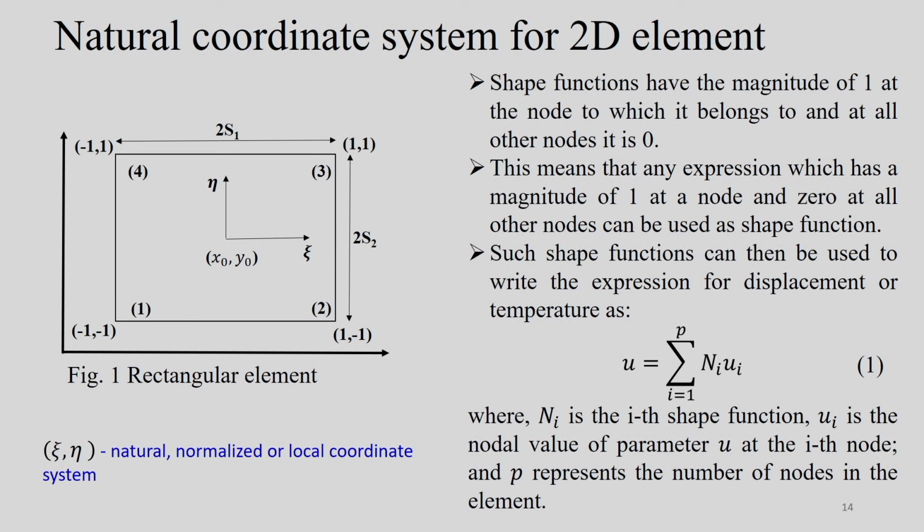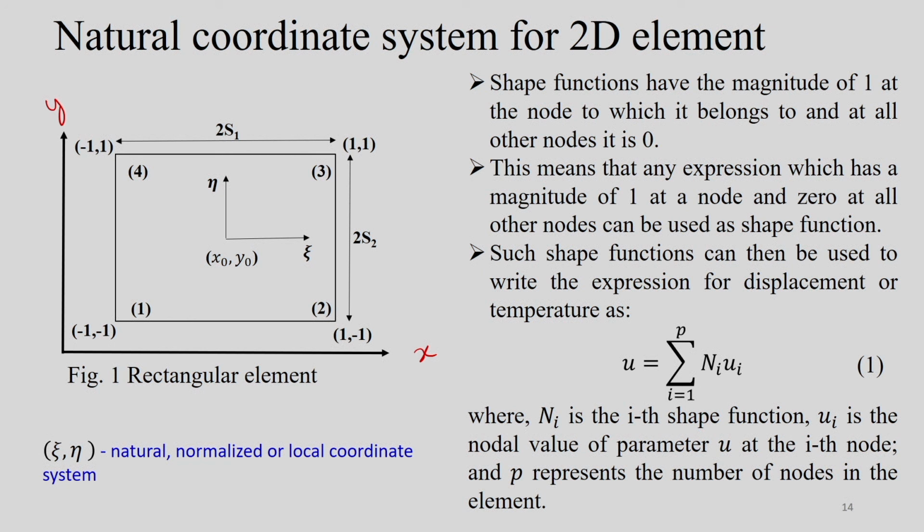We consider one rectangular element, for example, along the x and y axes, that represent the global coordinate system x and y. Now, the shape function has a magnitude of 1 at the node point to which it belongs, and at all other node points it becomes 0.